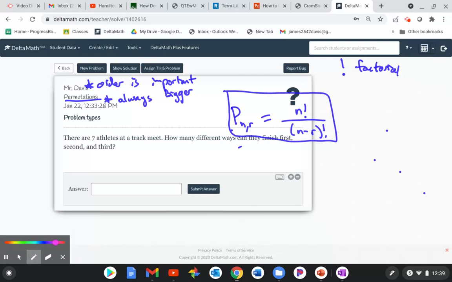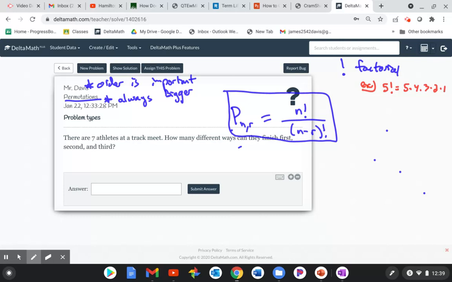What that means is, if, for example, I had 5 factorial, that means 5 times 4 times 3 times 2 times 1. So you just multiply by every integer as you subtract 1. If you had 20 factorial, it would be 20 times 19 times 18 times 17, 16, 15, all the way down to 1. So that's what a factorial is. Our formula has these factorials in it.